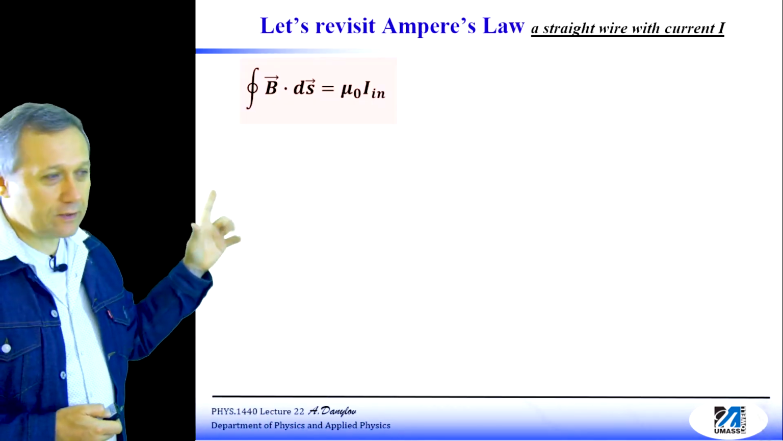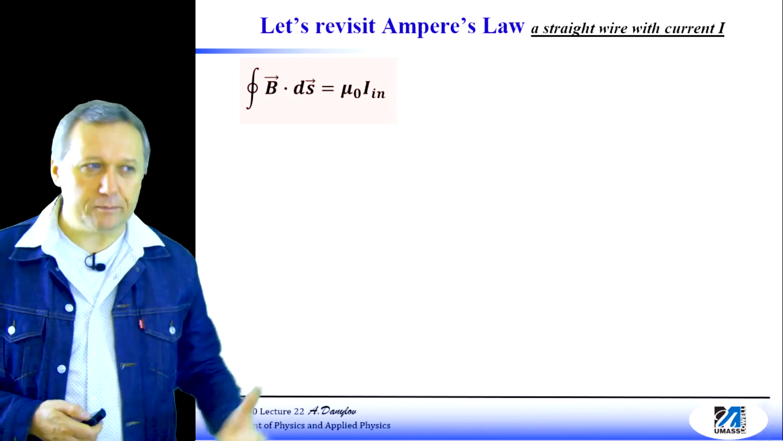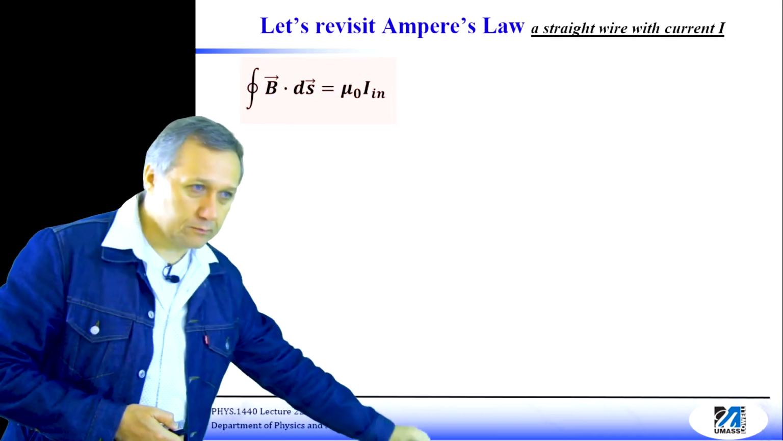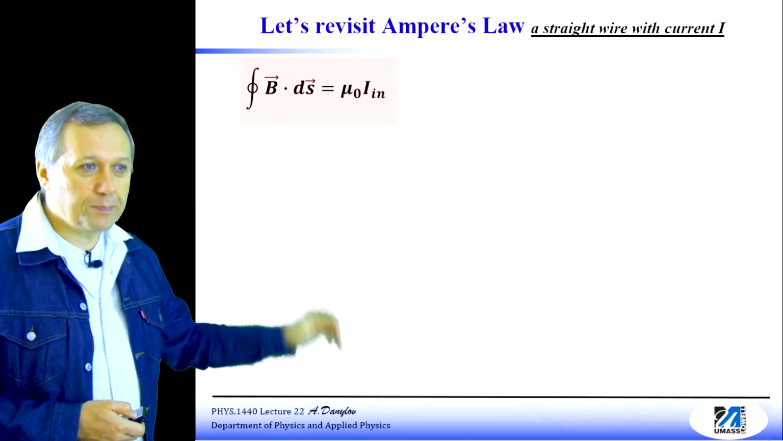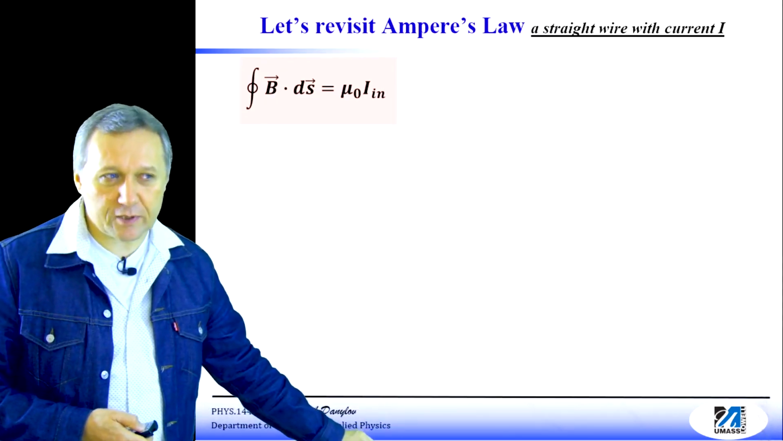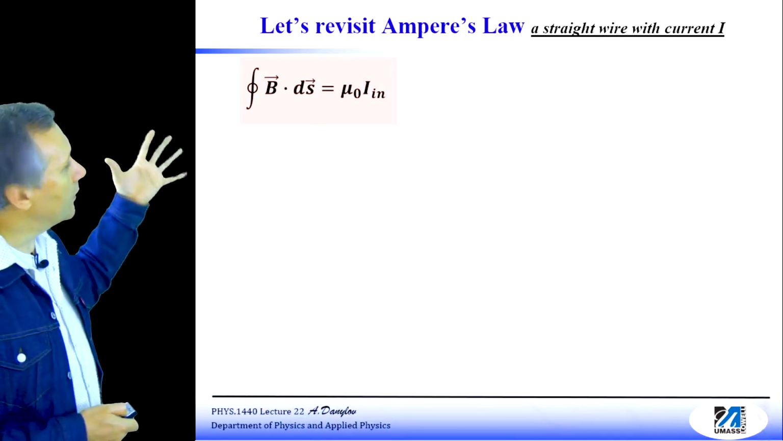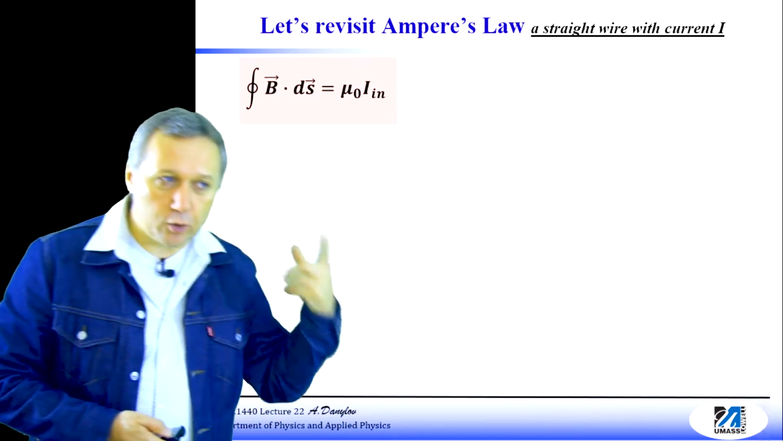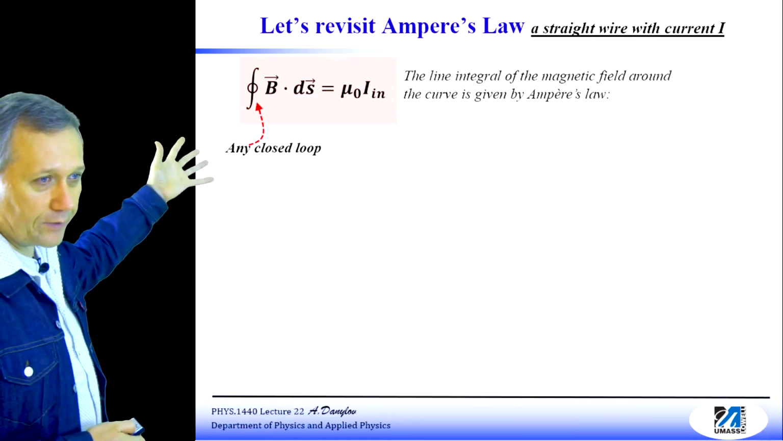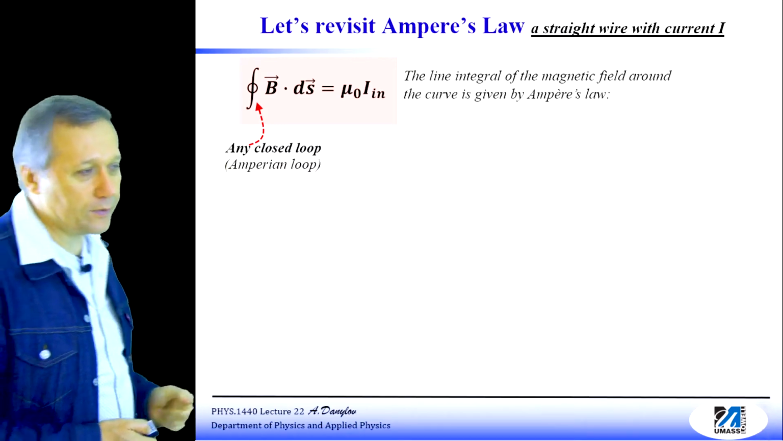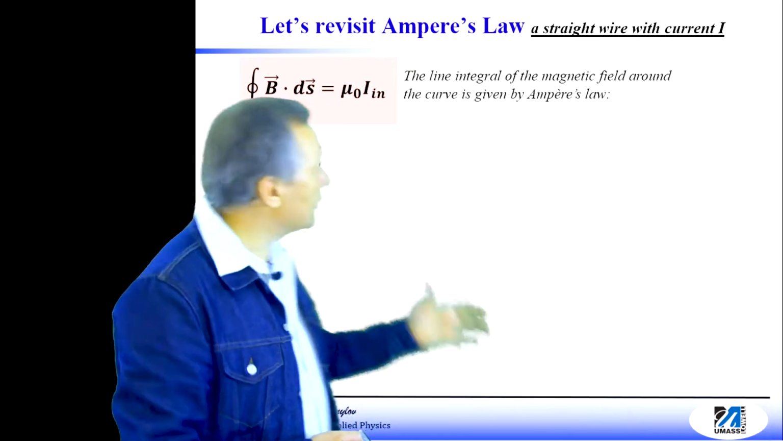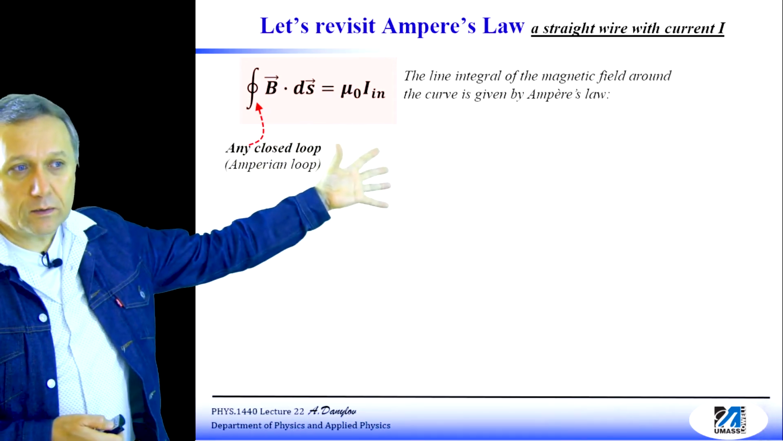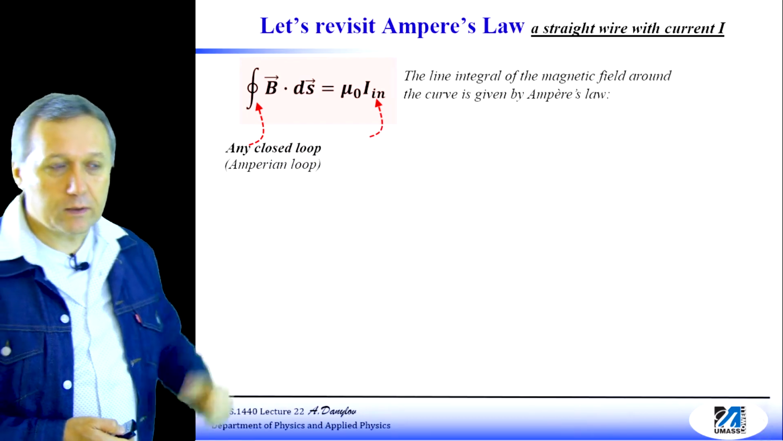So here's Ampere's law. You remember we used it a lot. We have the integral over a closed loop of B dot ds equals mu naught times I enclosed. And you remember, the first thing before you start applying Ampere's law, we usually picked a closed loop, which we called an Amperian loop, right? Then we usually started evaluating this integral.